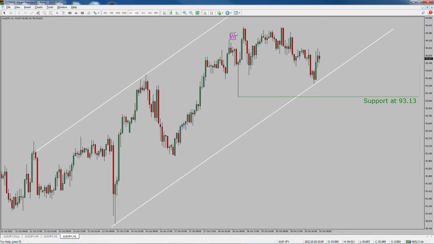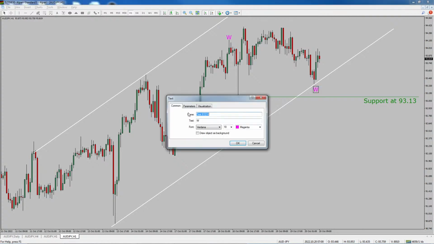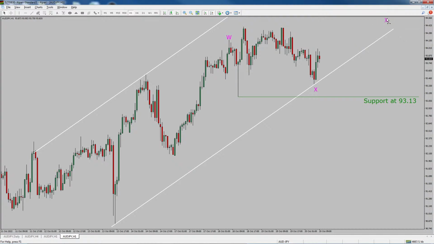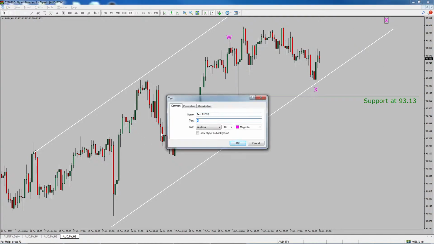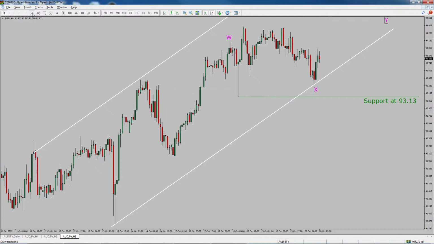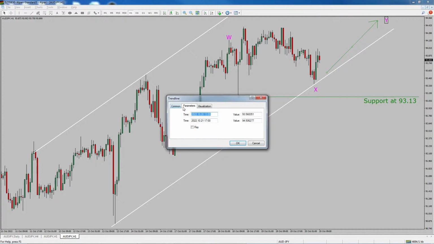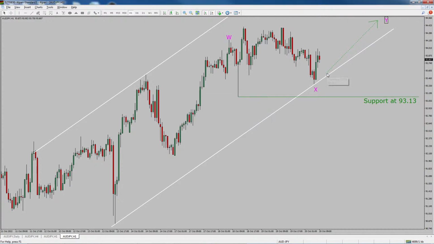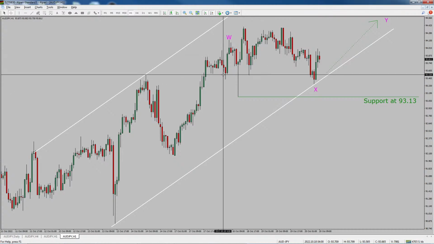Okay, so I'm going to assume that this is W, and what we are getting right now is an X wave, and expect wave Y to the upside. Okay, so I'm going to assume that this market is probably going to rise further as long as price action stays above the 93.13 support area. Okay, so the previous fourth wave is right over here.